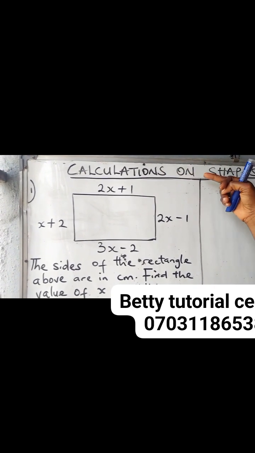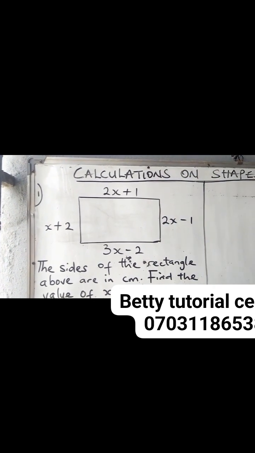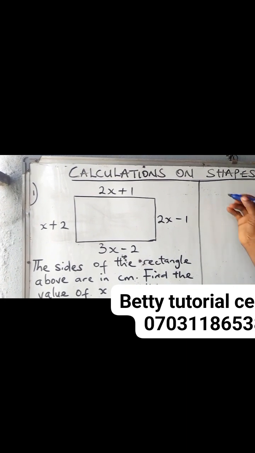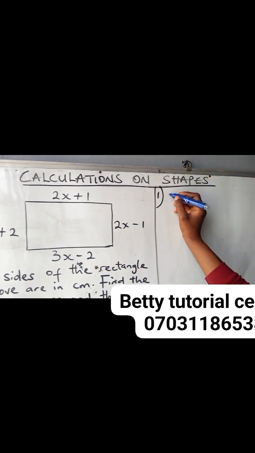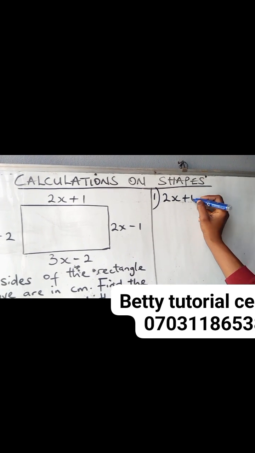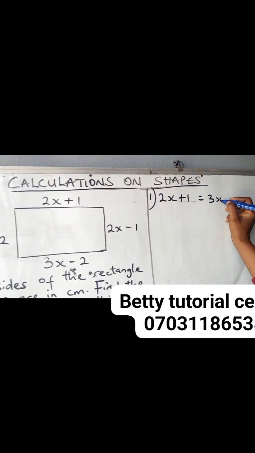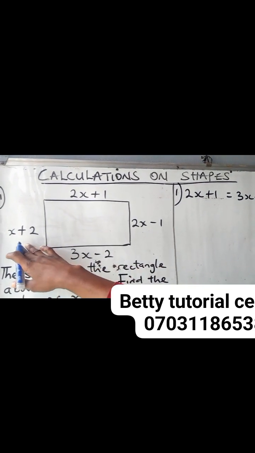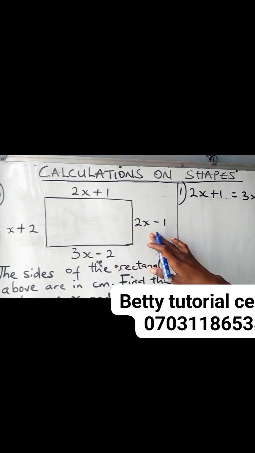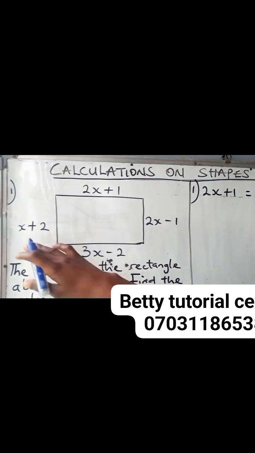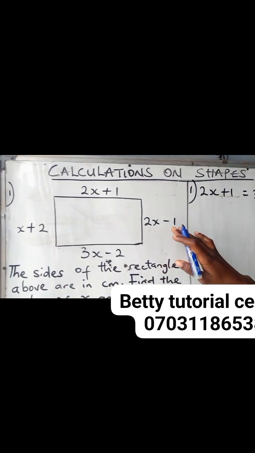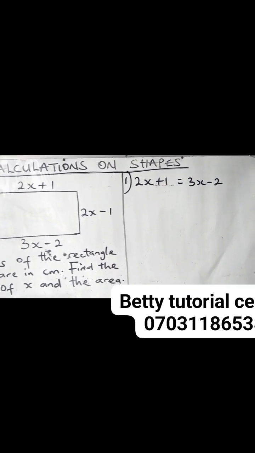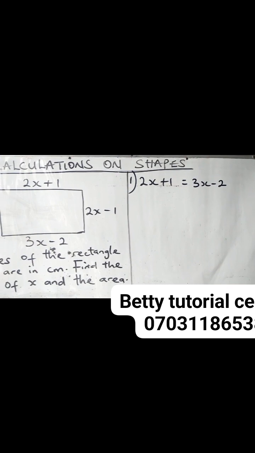We know that in a rectangle the opposite sides are equal. That means 2x plus 1 will be equal to 3x minus 2. And if you want to go the other way around, through the breadth, we know that the opposite sides of the breadth, which is also the width, are also equal. That means x plus 2 is the same thing as 2x minus 1. So we can solve both so that you have deeper understanding and know that the value of x will still be the same in both situations.